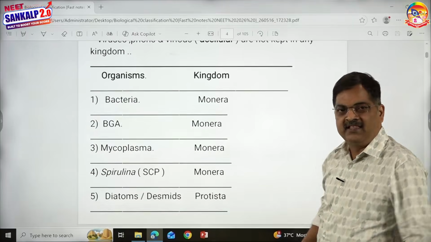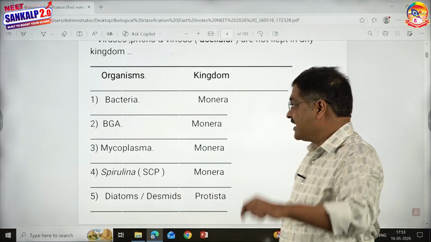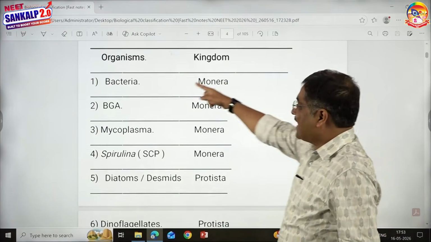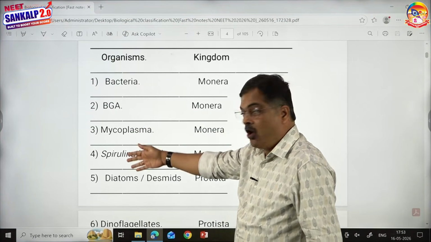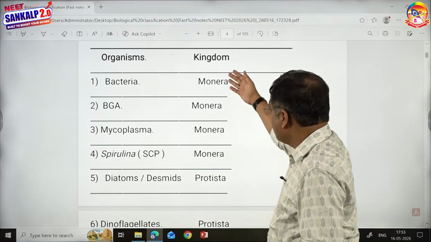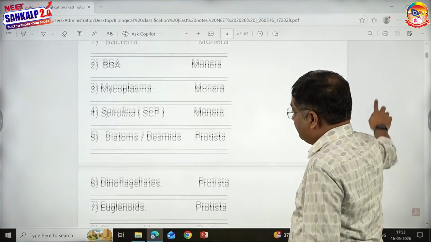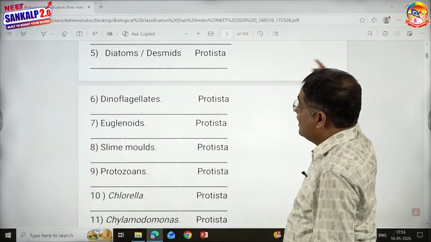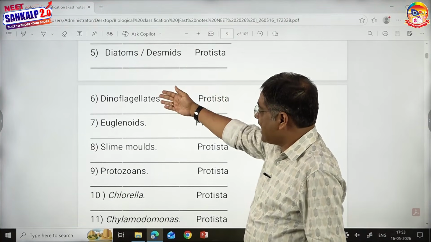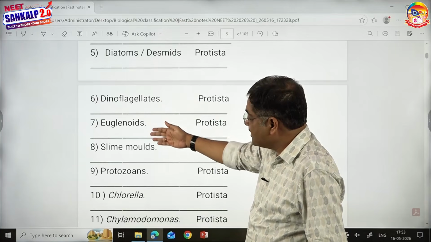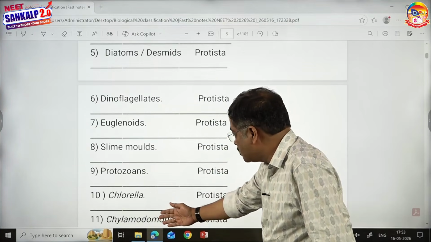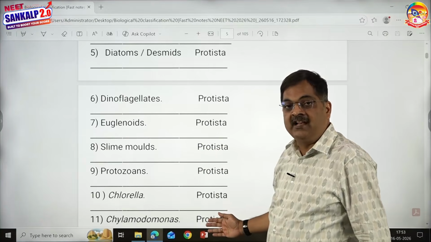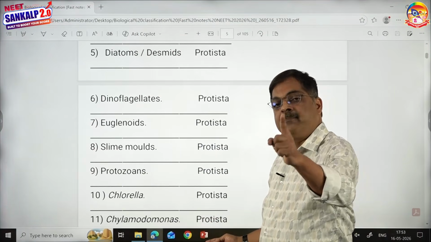Now let us put the same table, this time with Whittaker's classification. Bacteria, blue-green algae, mycoplasma, spirulina, all of them are prokaryotes, therefore monerans. Look here: diatoms, desmids, dinoflagellates, euglenoids, slime molds, protozoans, chlorella and chlamydomonas. They all are unicellular eukaryotes, hence they are protistans.